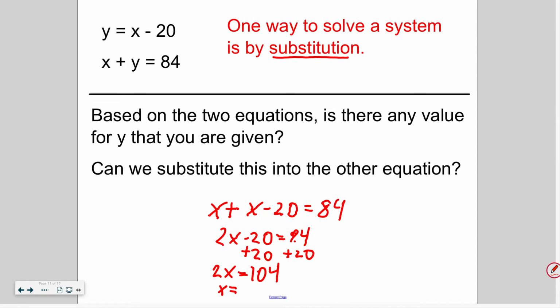52. Okay. So you just found a value for x. If x is 52, what's y? Now, Nick. Because this isn't the solution for the system. We only have one of the variables. What do you need to find now?